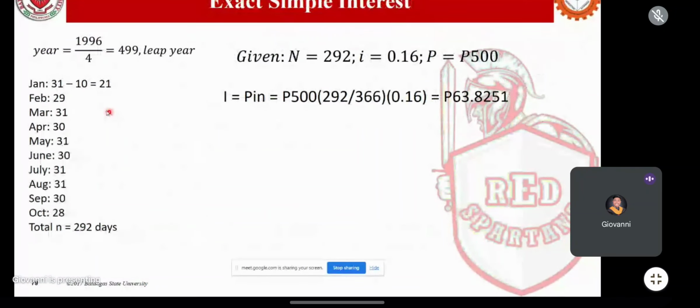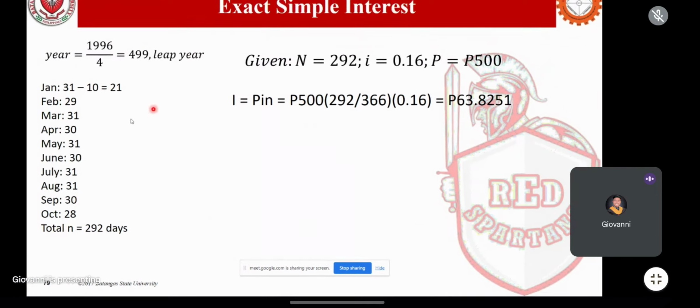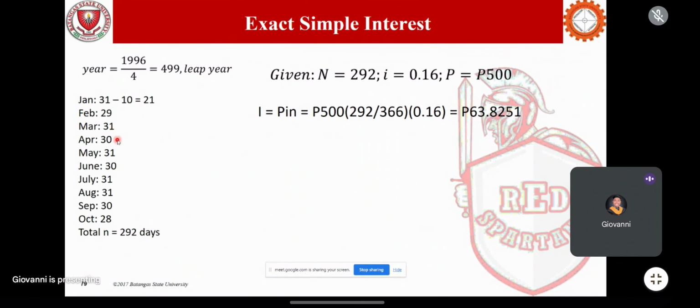Then list down all the days from January to October, then sum it up. So we have 21 for January, February is 29 because it is a leap year, March is 31, April is 30, May is 31, June is 30, July and August is 31, September is 30, then October is 28. So when you sum it up, it equals 292 days.